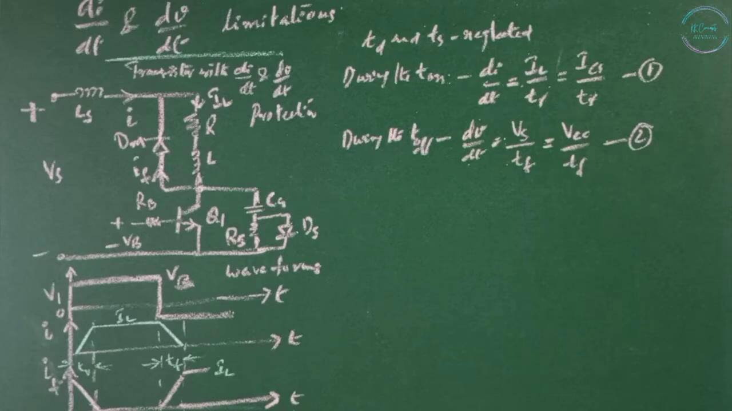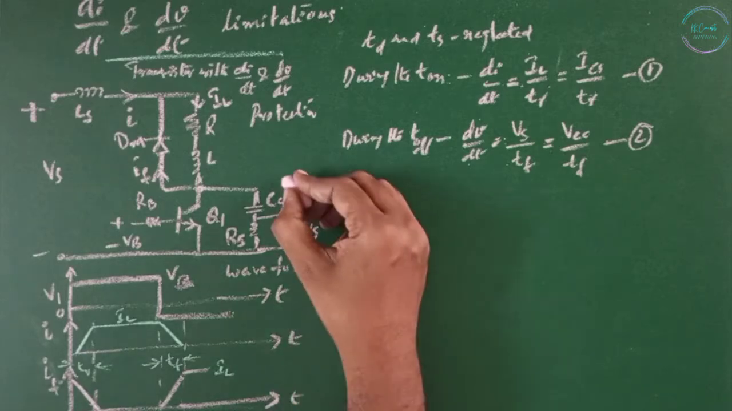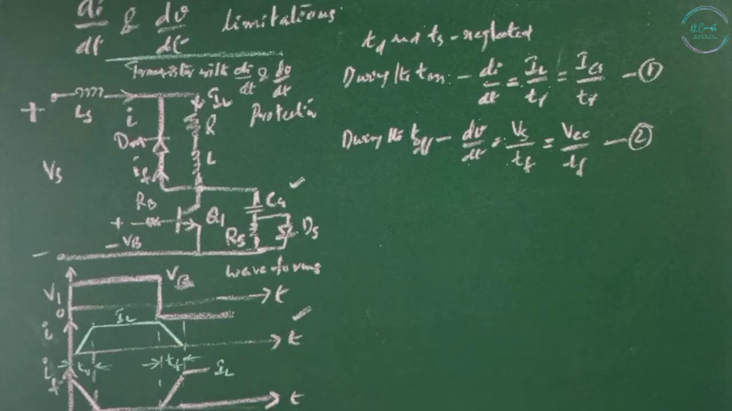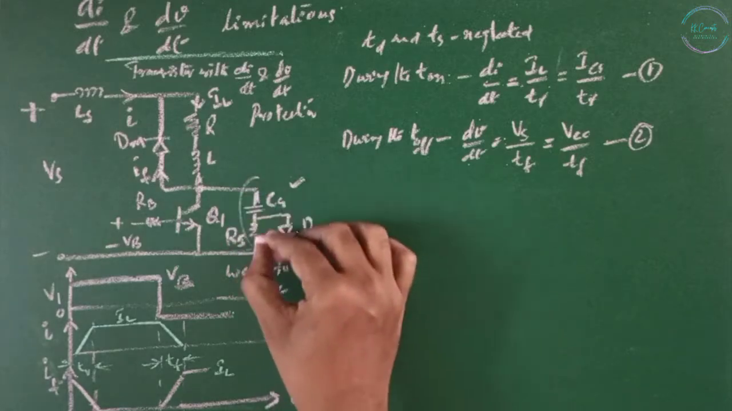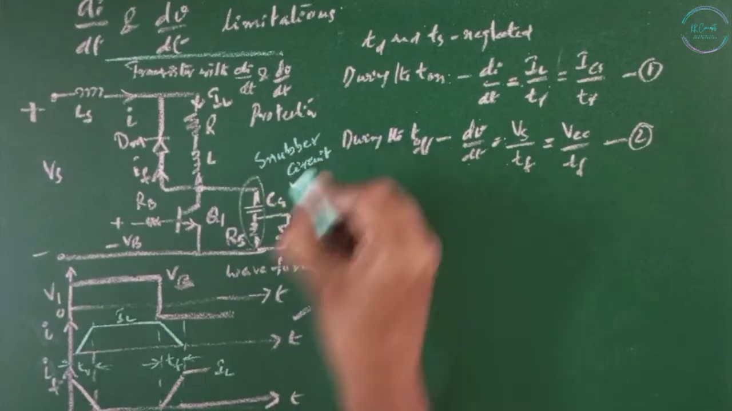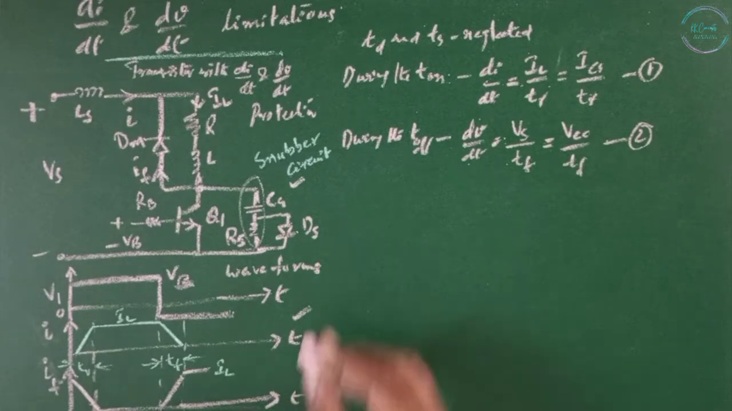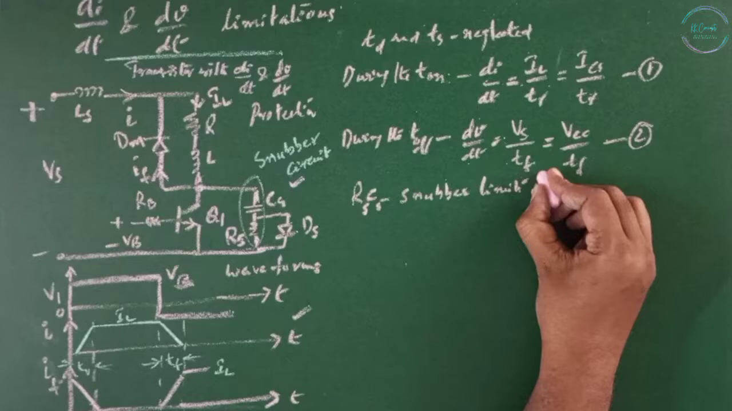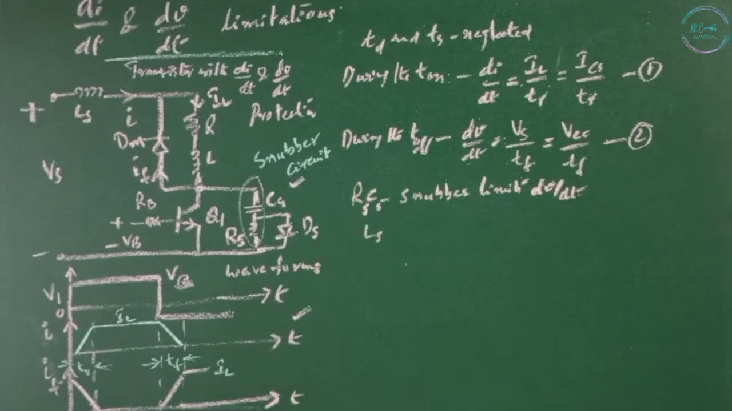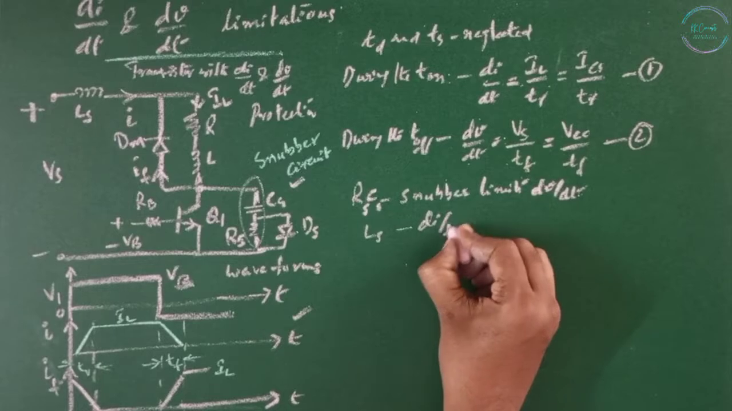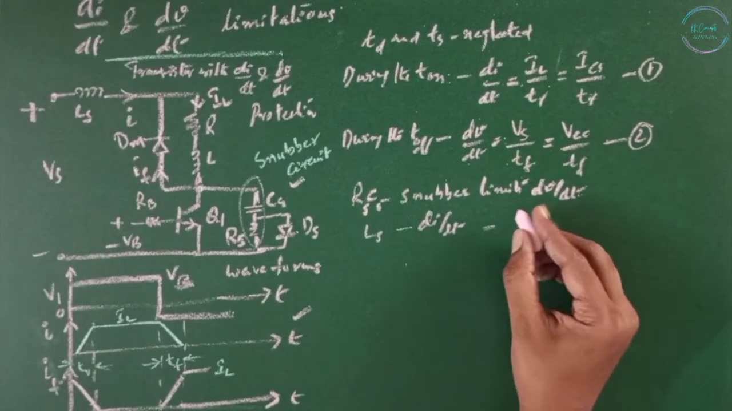Protection circuits are normally required to keep the operating di/dt and dV/dt within the allowable limits of the transistor. A typical transistor switch with di/dt and dV/dt protection is like this. These are the operating waveforms. The RC network across the transistor is known as a snubber circuit, and the snubber limits the dV/dt. The inductor Ls, which limits di/dt, is sometimes called a series snubber.